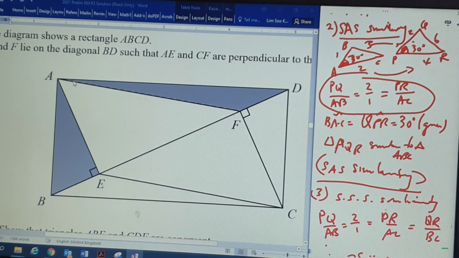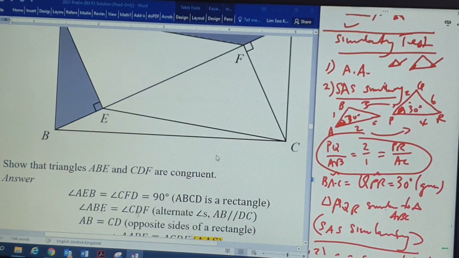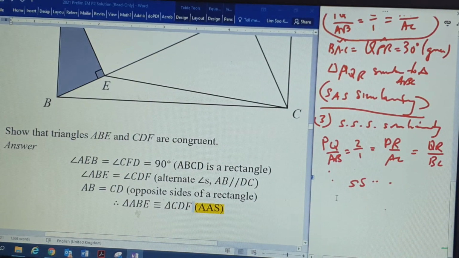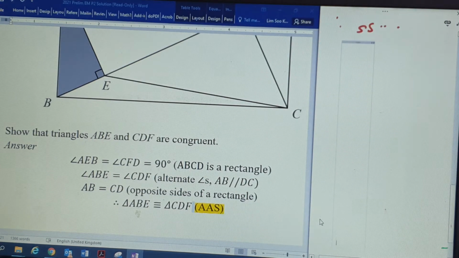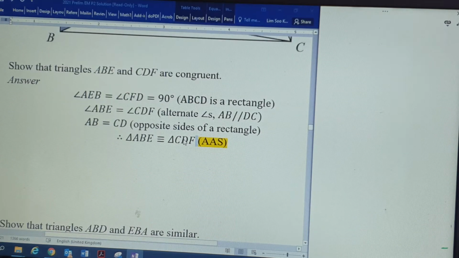ABD and EBA. Very difficult to visualize, right? So I don't know whether you still remember the method I taught you to remember, and that is to write them one on top of the other. Meaning to say, they want you to show ABD here. So you write as a rough working ABD, EBA. Isn't it very obvious now?